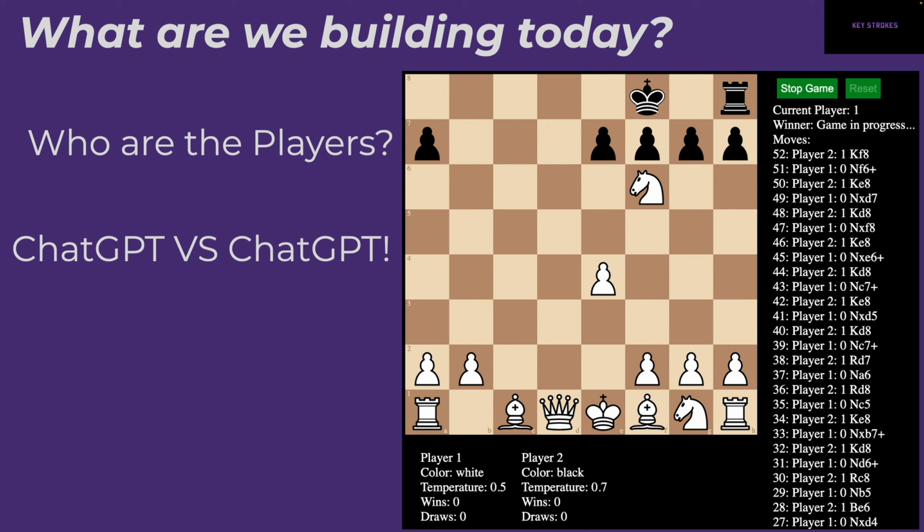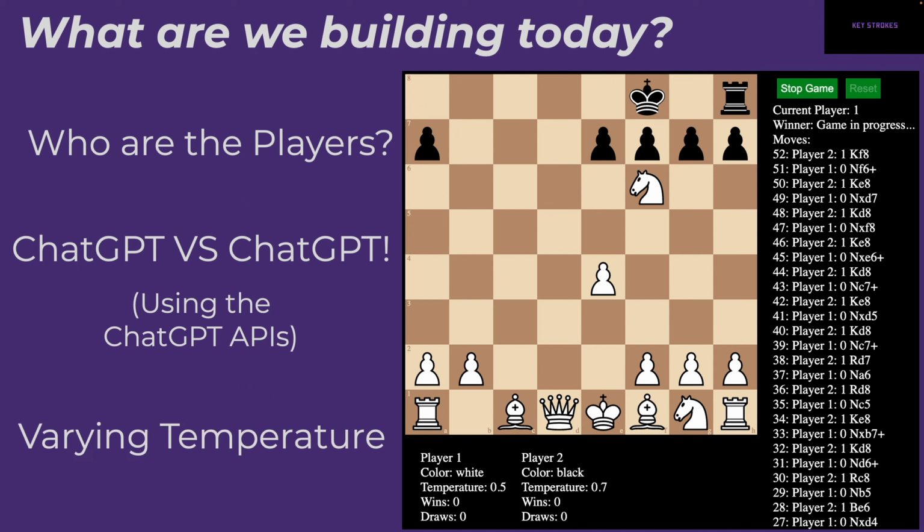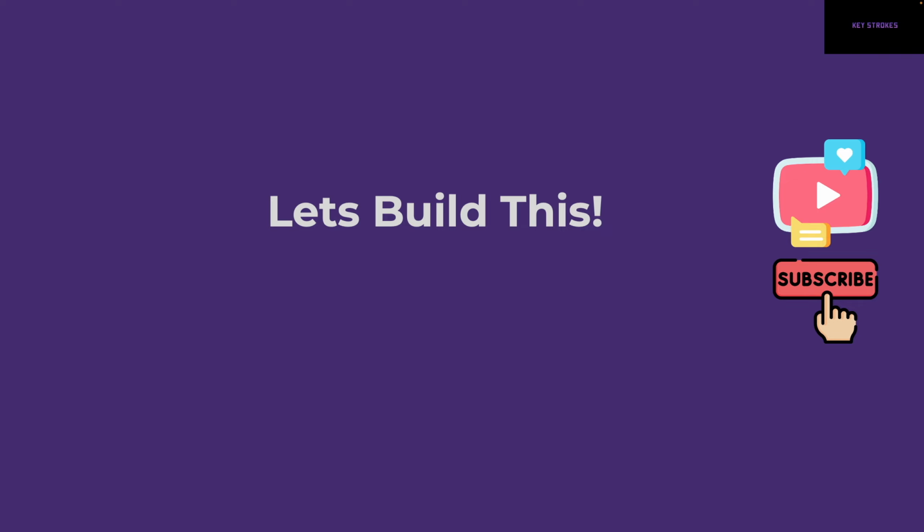But which one? And because we are building this whole game, we won't really be using the chat feature of ChatGPT, and rather we'll use all the APIs of ChatGPT, so it'll be completely automated. Also, you must be wondering, how are the two players different? Well, we'll be varying the temperature settings of the two instances of ChatGPT, and we can even keep them the same. And it's really up to us how creative we want ChatGPT to be. Anyhow, I think we are ready to build this.